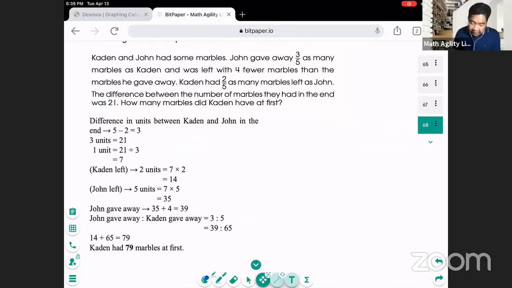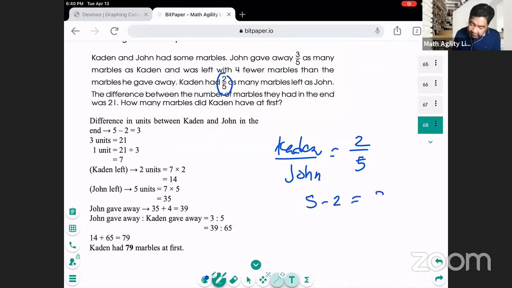So it says here the difference in units between Caden and John in the end is 5 minus 2. So 5 is the unit of John, and he used this ratio here, Caden is to John, 2 over 5. So the difference between John and Caden, 5 minus 2, is 3 units.